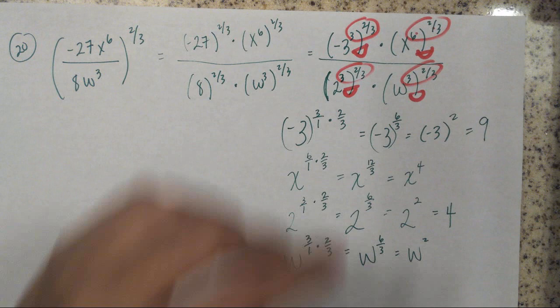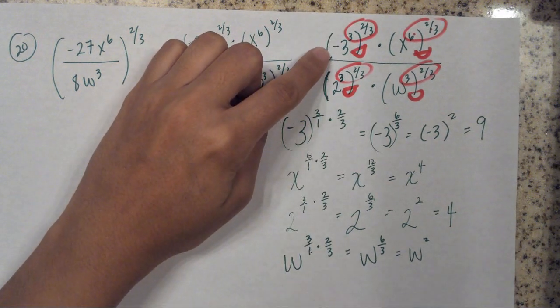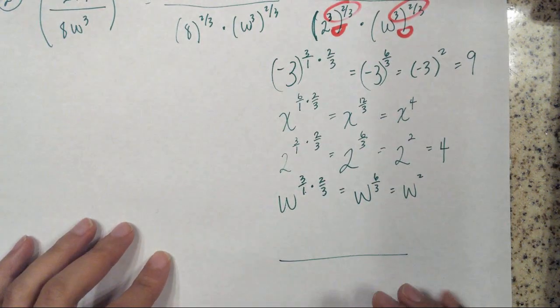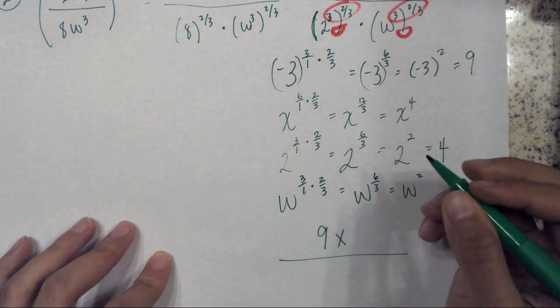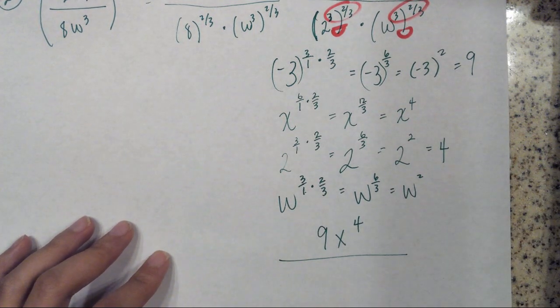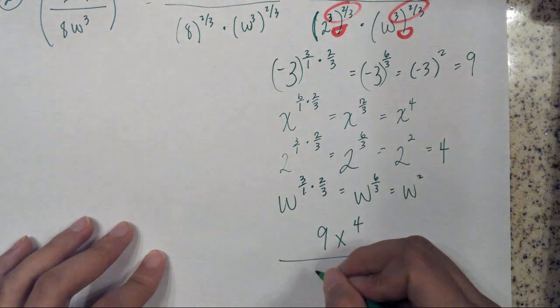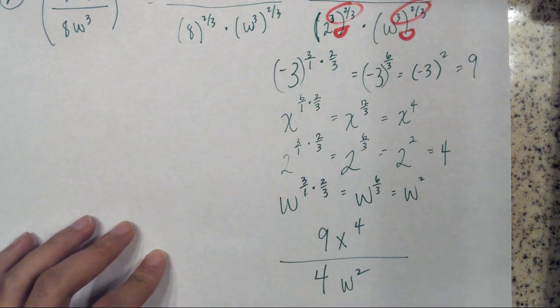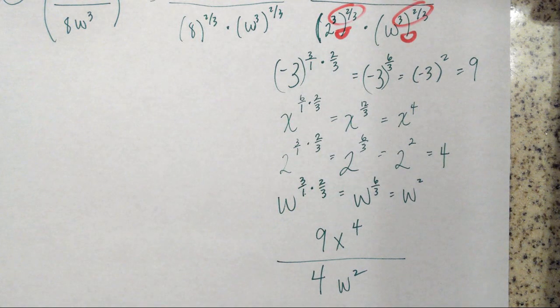Now I'm just going to rewrite. So this guy was on the top. Put this down. So we have 9x to the 4th. Those guys are on the numerator. And then the other guys are on the denominator. So you have 4w squared. And that is our final answer.